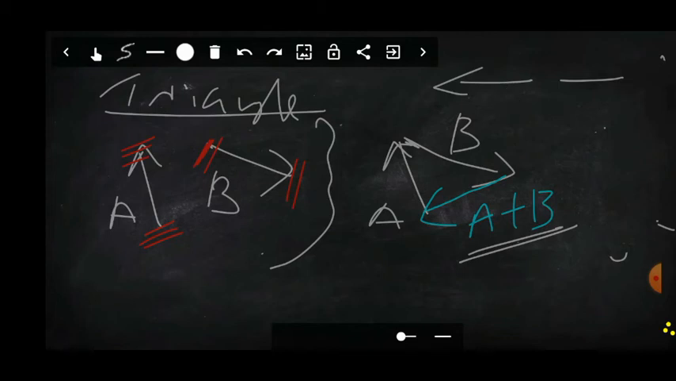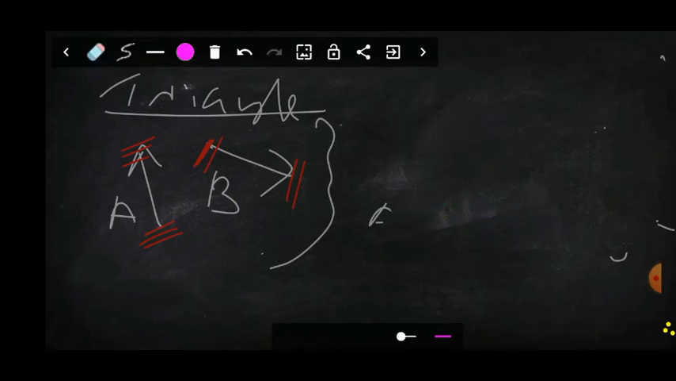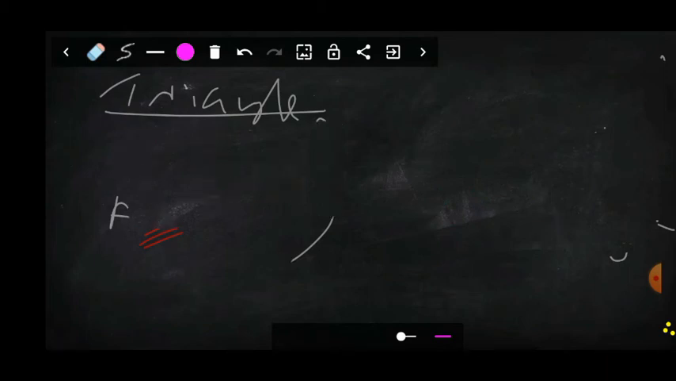Then, almost similar to this triangle law of vector addition, in another example also we can consider. If you want one more example, we can consider another two vectors. Suppose we consider vectors P and Q, instead of this A and B, another two vectors.